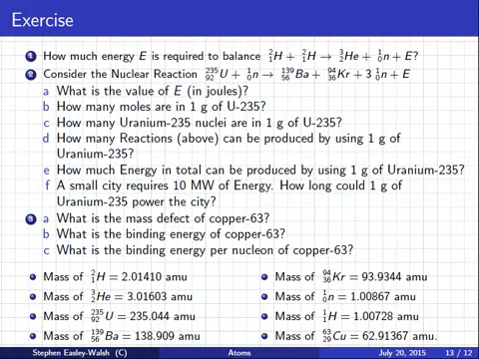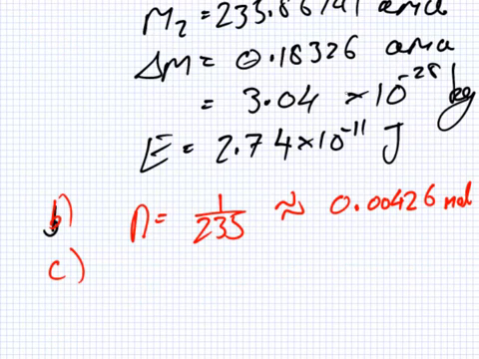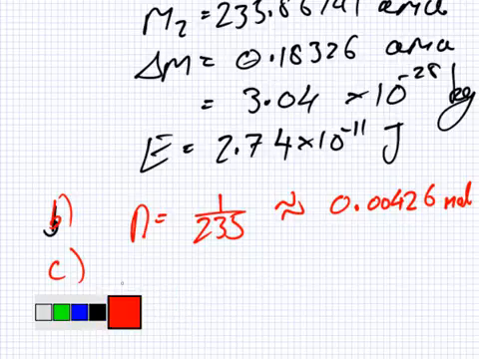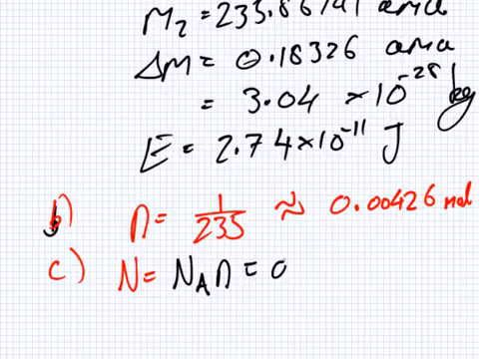C. How many uranium-235 nuclei are there? Alright, so this is just good old Avogadro. N equals Na multiplied by n. So that's 0.00426 multiplied by my friend Avogadro. What is Avogadro's number? 6.02 times 10 to the minus 23.